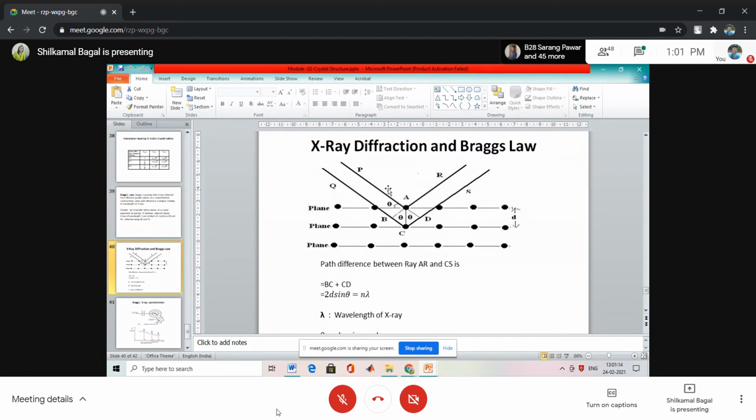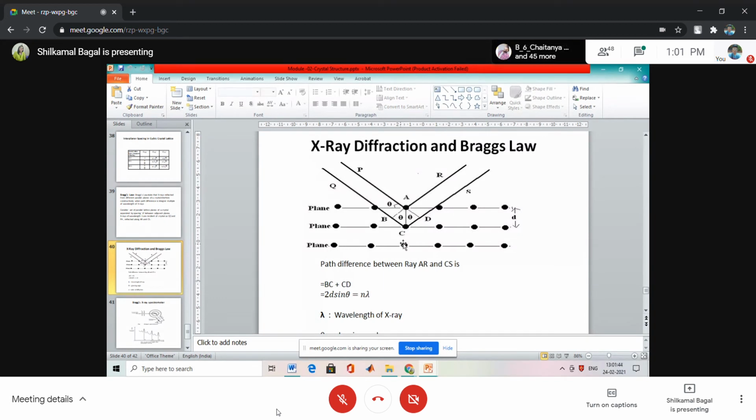Okay, so when X-rays are incident on the crystal, they will reflect from these planes. Planes actually mean atoms; planes are nothing but passing through the crystal atoms. For getting the condition of maximum diffraction, we will calculate the path difference between the two reflected rays from successive planes. Successive planes may be first and second, second and third, third and fourth, and so on.